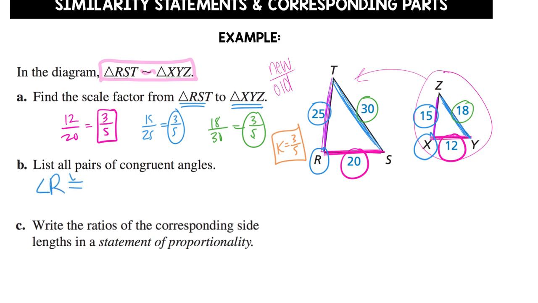So angle R is congruent to angle X. And then we're just going to list the other ones. Angle S is congruent to angle Y. And then angle T is congruent to angle Z.